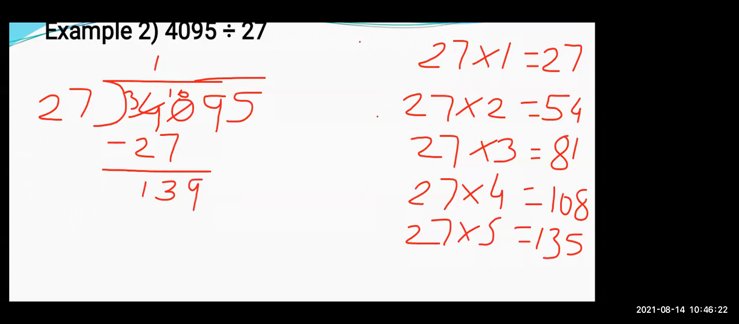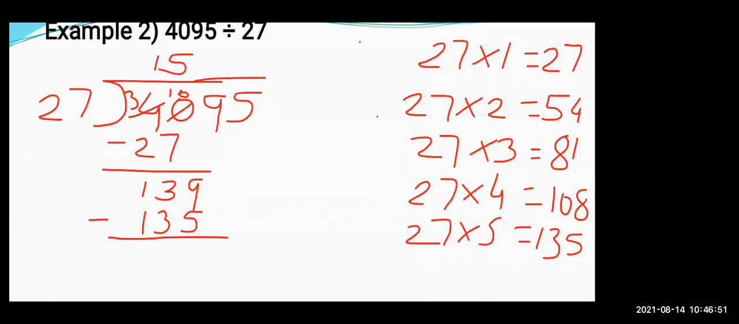So it becomes 139. Okay. So how many times do I have to take 27? It is 139. So how many times do we have to take it? Very nice. 27 fives are 135. Chalo, we have to subtract.